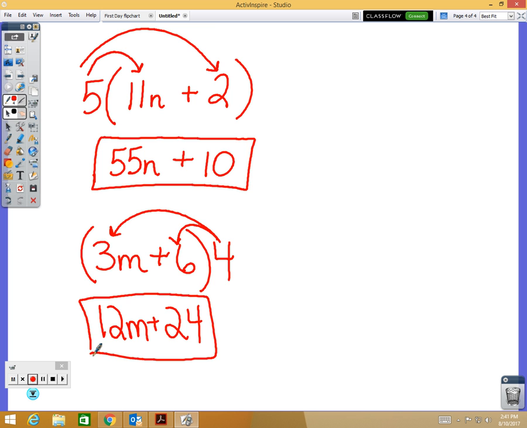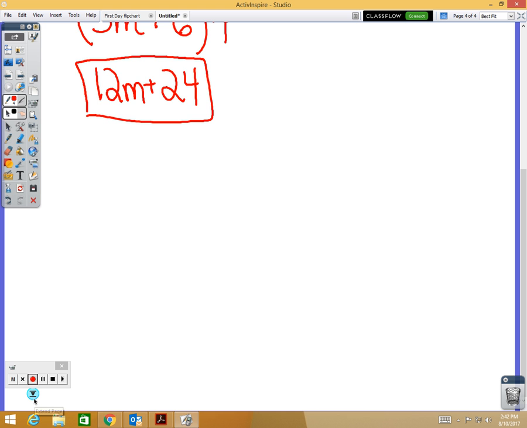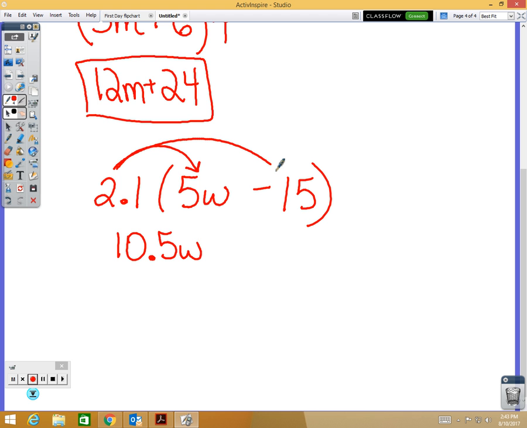All right, so let's do this when we have some numbers that are not as easy to work with. Let's say that we have 2.1 on the outside, and on the inside we have 5w minus 15. So let's do 2.1 times 5w. What is 2.1 times 5? 10.5, so then we're just putting that w after it. And what's 2.1 times 15?